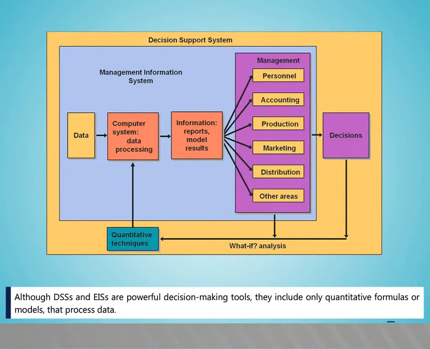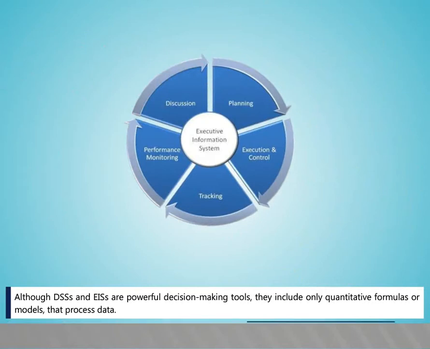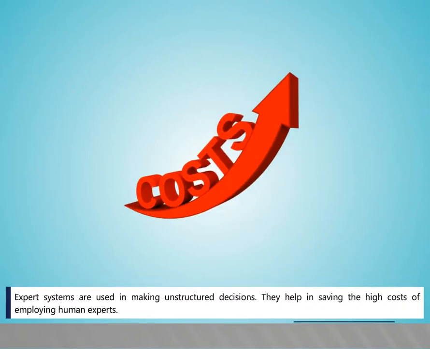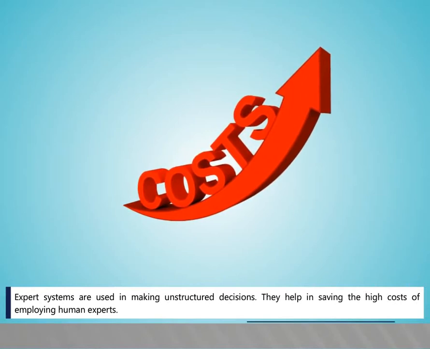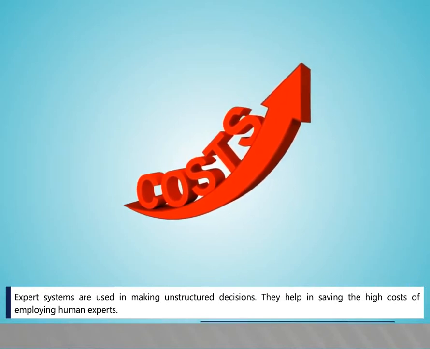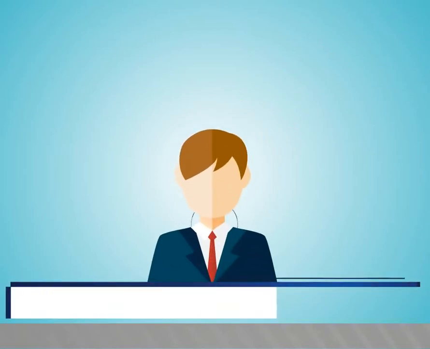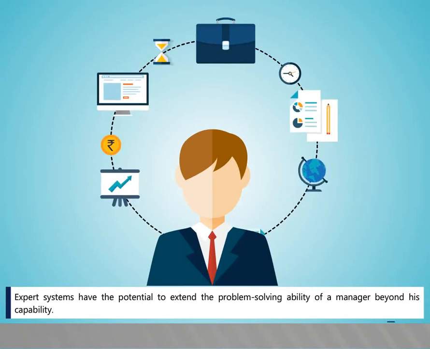Although DSS and EIS are powerful decision-making tools, they include only quantitative formulas or models that process data. Expert systems are used in making unstructured decisions. They help in saving the high costs of employing human experts. Expert systems have the potential to extend the problem-solving ability of a manager beyond his capability.